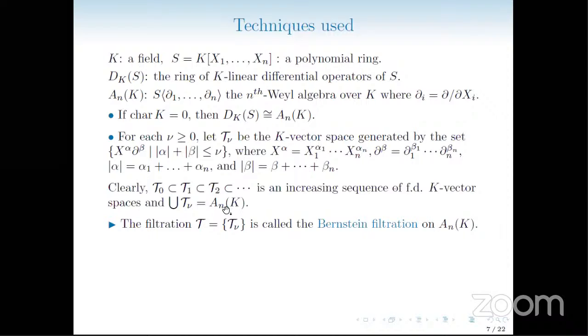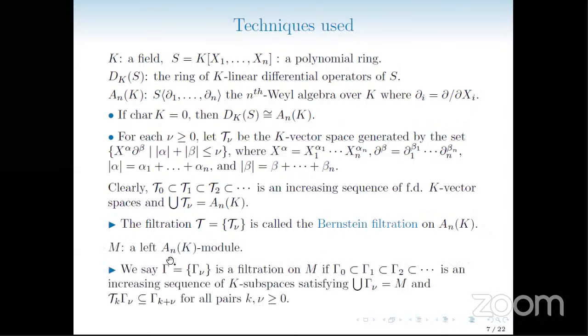So it is also easy to see that they form an increasing sequence of finite dimensional k-vector spaces, and their union gives us the whole Weyl algebra. So this filtration is known as the Bernstein filtration on An(k). Now, if we consider some left An(k)-module M, then a filtration on this module consists of an increasing chain of k-vector spaces Γk which satisfies the inclusion Γk Γν contained in Γk+ν for all pairs k and ν greater than or equal to 0, and their union again gives us the whole module M.